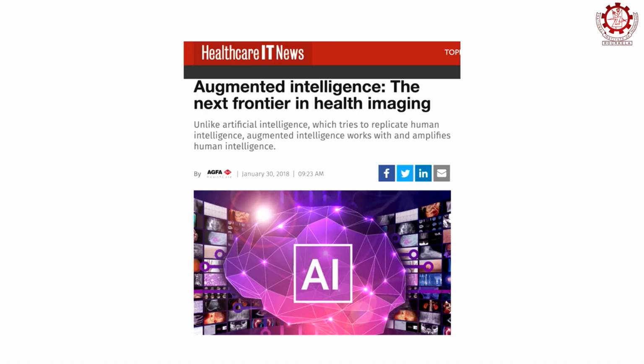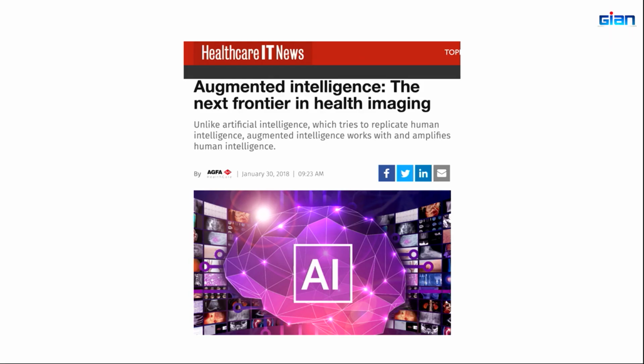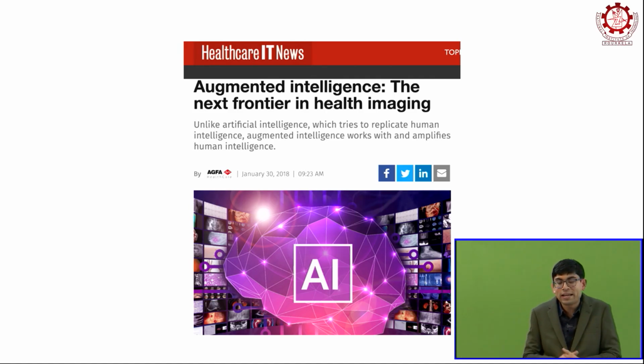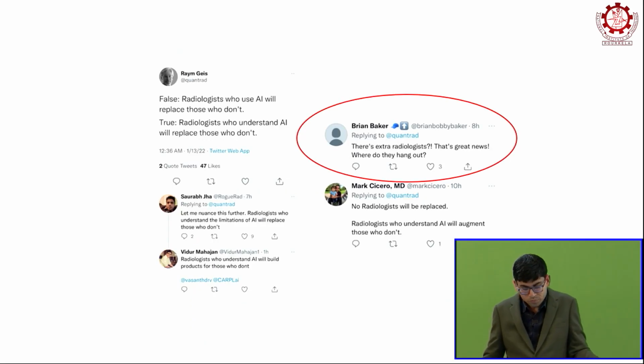Okay, so finally, since I have to summarize what we have learned over the past hour or so, the goal here is not to have radiology AI as a standalone system, but we want to augment radiologist intelligence with different kinds of AI methods. So it's the augmented intelligence that will be the next frontier in health imaging.